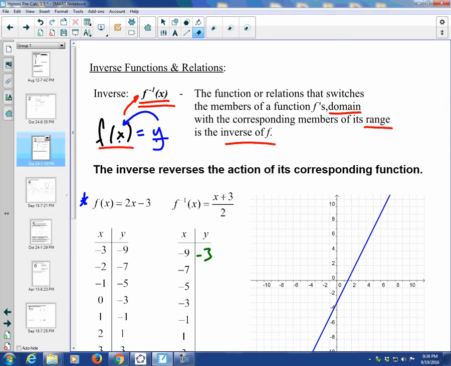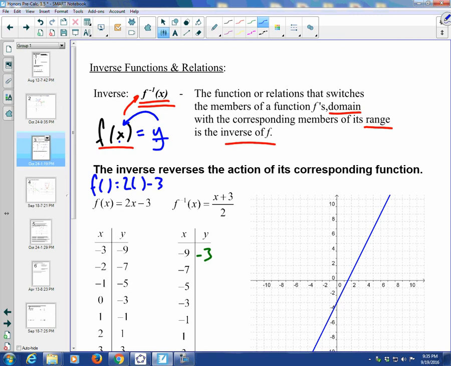But how do we know it's going to work for every single output? We could plug in all the y values as x values and see if we get their corresponding x values, but that's going to be a long process. So what we want to do is be smart about it and think about what f is doing and what f inverse is doing. f as a function takes an input and first multiplies it by 2 and then subtracts 3.